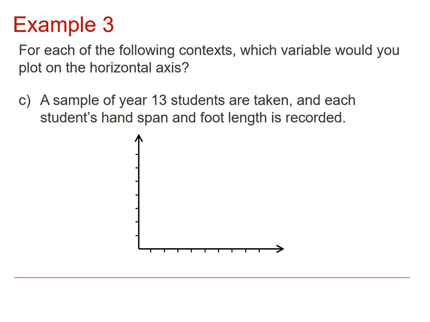A sample of Year 13 students are taken and each student's hand span and foot length is recorded. I would consider these not to be functions of each other at all. I would consider them more likely to be a function of a third variable. In this case, I'd say it's not that important which variable goes on the horizontal axis, but I personally would default to the first variable listed going along the horizontal and the second going along the vertical.